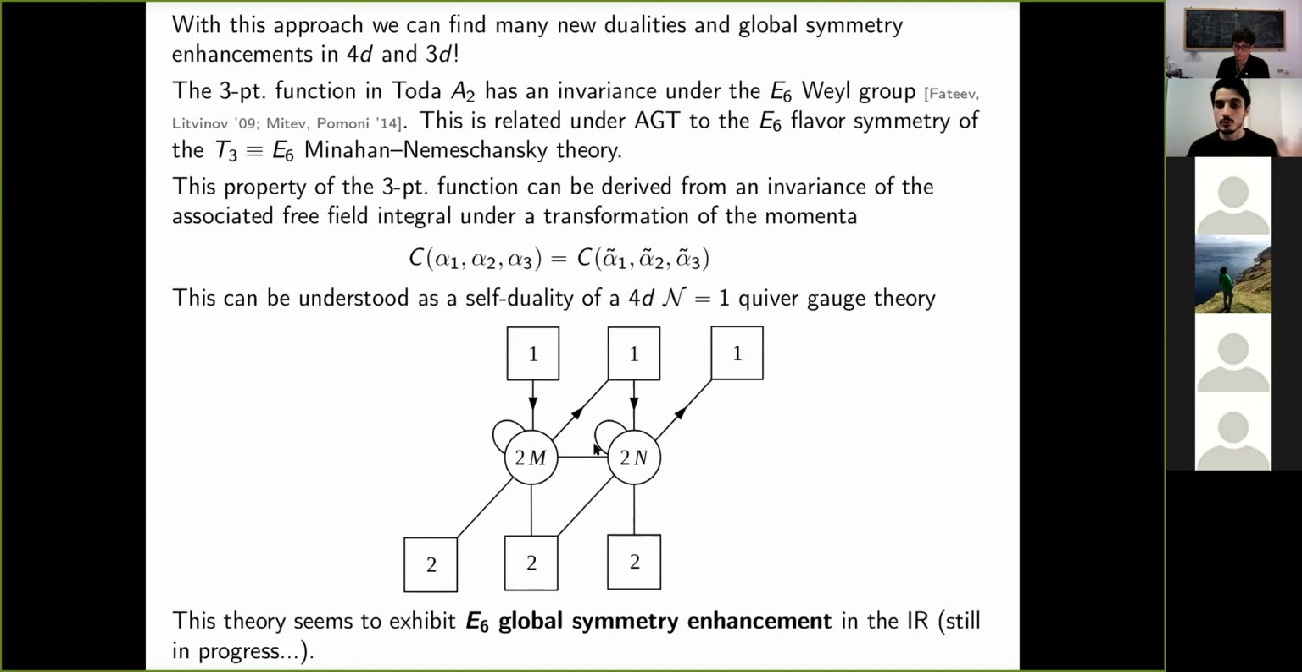And in this case, we have 2 gauge nodes because we are starting from Toda-2. In Toda-2, we have 2 sets of screening charges, and this translates into 2 gauge nodes in the quiver. And the invariance of the free field integral basically translates into a self-duality of the theory, which can be understood as an invariance of the theory under some action on the global symmetries. So this means that the theory in the infrared has some additional invariance on top of the UV global symmetry. And in general, these additional invariances may lead to an enhancement of the global symmetry in the infrared. Indeed, it seems that this theory enjoys an E6 global symmetry enhancement in the infrared. But as I mentioned, this example is still a work in progress.